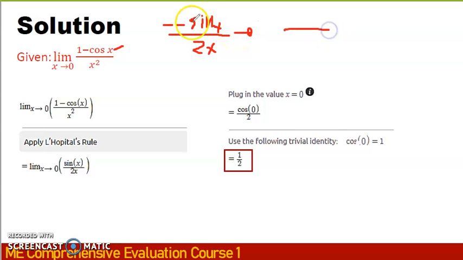The derivative of positive sine x is cosine x. The derivative of 2x is 2. So we try to substitute 0. Cosine of 0 is 1, and then divided by 2. So now it's okay. Just apply L'Hospital's rule.